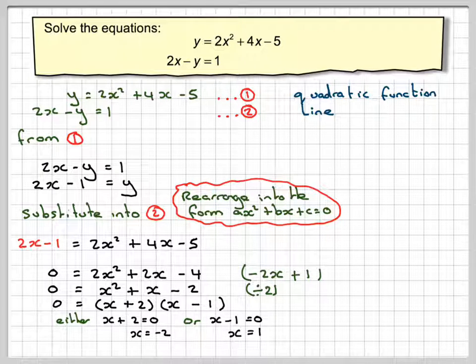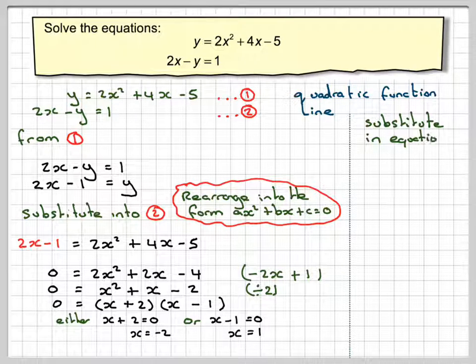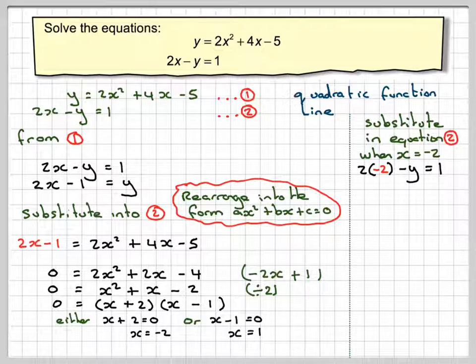Therefore, this line will meet this curve at two places, where x is equal to minus 2 and x is equal to 1. To find the y-coordinate, it's best just to substitute back into the line. That's the easier of the two equations. So when x is equal to minus 2, we get 2 times minus 2 minus y is equal to 1. That gives me minus 4 minus y is equal to 1. Adding 4 to both sides, we get minus y is equal to plus 5. Don't forget that's minus y, and therefore y is equal to minus 5.